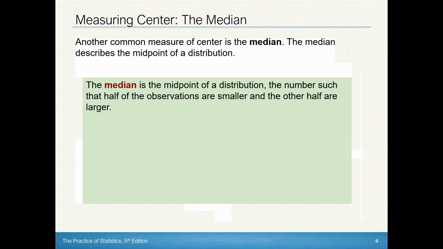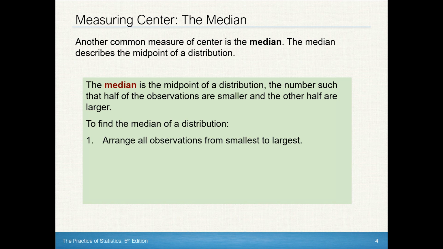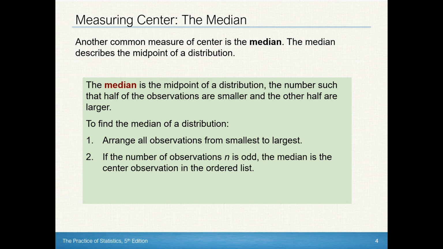Another common measure of center is the median. The median is the middle or the midpoint of the distribution. It's the number so that half the observations are smaller and the other half are larger. Now, we probably have known this for a while. You've used median before, but there are a couple of little tricks that we want to make sure we keep in mind. First of all, to find the median, we need to arrange the observations from small to big. Put them in order. If you don't do that, the middle number doesn't make any sense.